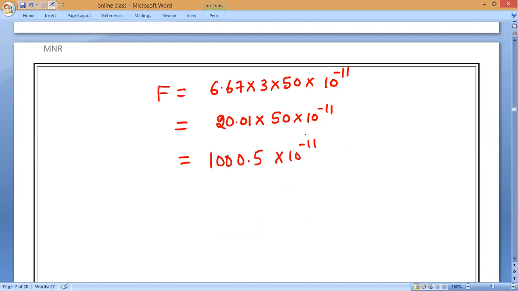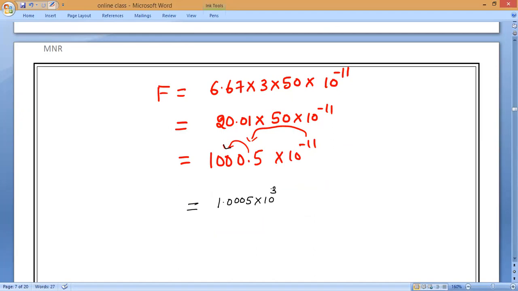Now, in mathematics, if I want to decrease this power, suppose the decimal moves forward, then what will happen? Will the power decrease or increase? Decrease. Observe very carefully. Now 1000.5, can I write it as 1.00005 into 10 power 3? Is it right or wrong?